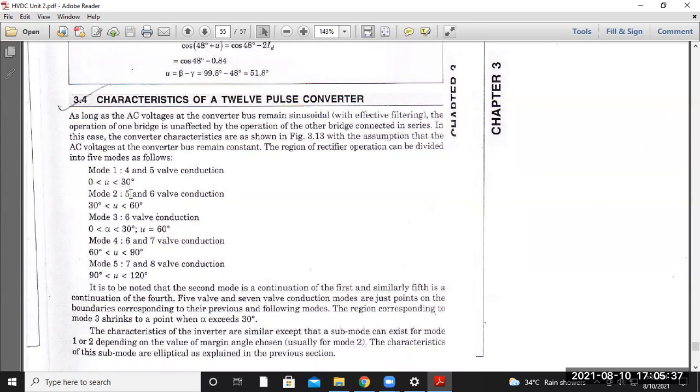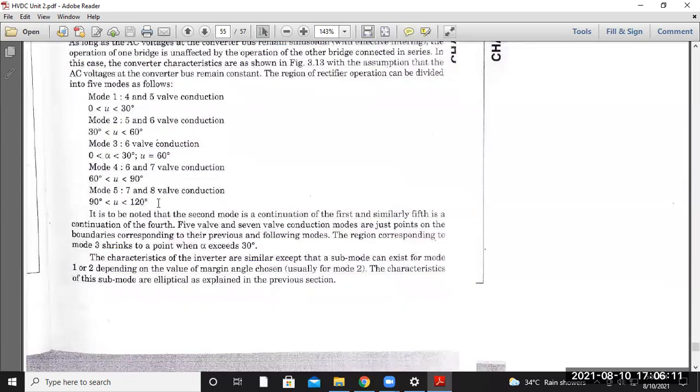For mode 2, when valves 5 and 6 start conducting, the value of mu lies from 30 degrees to 60 degrees. Similarly, when mode 3 is involved, when valve 6 conducts, alpha lies from 0 to 30 degree, and mu is 60 degree. When valves 6 and 7 start conducting, the range of mu is 60 degree to 90 degree, and when valves 7 and 8 start conducting, the range of mu is 90 degree to 120 degree. So this is the mode of operation of the 12 pulse converter.